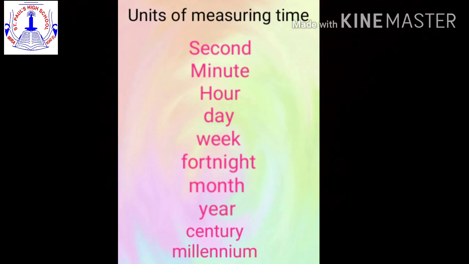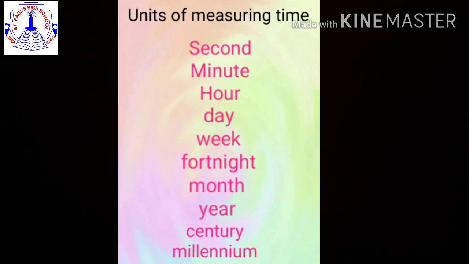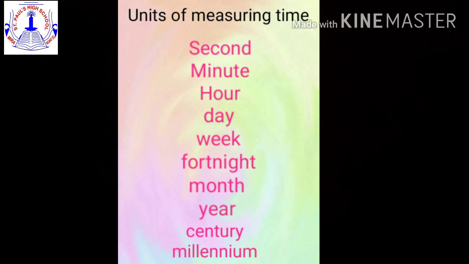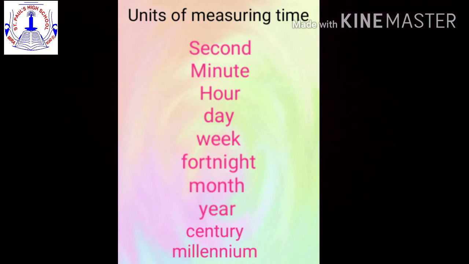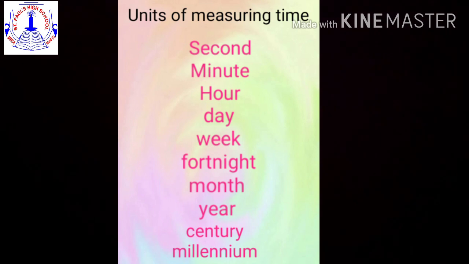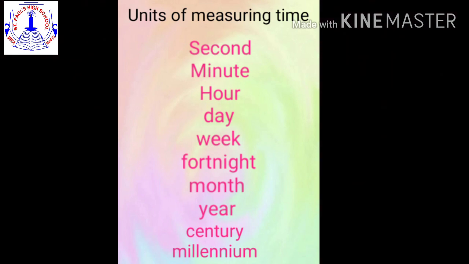Now children, I hope that you remember we had studied about the units of measuring time. So let's try to answer them in their order, starting from the smallest unit. The units of measuring time are second, minutes, hour, day, week, fortnight, month, year, century, and millennium. Excellent children. Children, our next question is match the column.